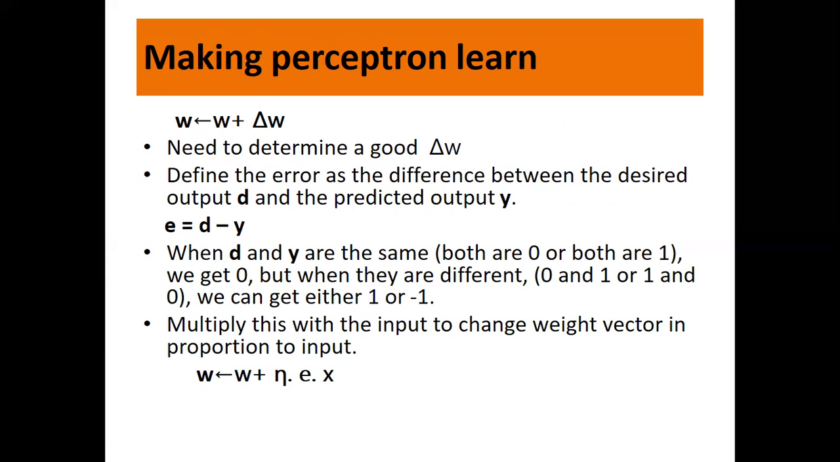We need to determine a good delta W, because we want it to learn what the expected output is. Now to learn it, we cannot change the input. Input is always constant, what is given, but we can always change the weights which we are associating with the inputs, right?